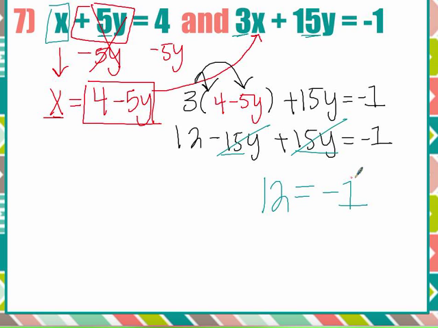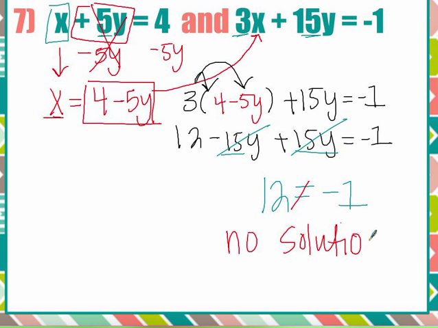We've seen stuff like this. When all of our variables go away and we're just left with 2 numbers, we need to decide if that's true or false. 12 equals -1. Well, no, it doesn't. That's not true. So if it is not true, you have no solutions.